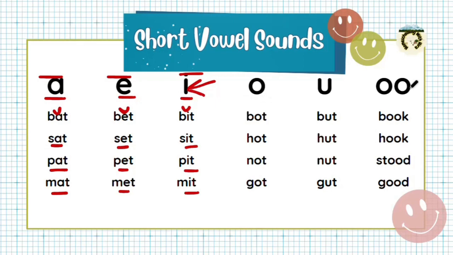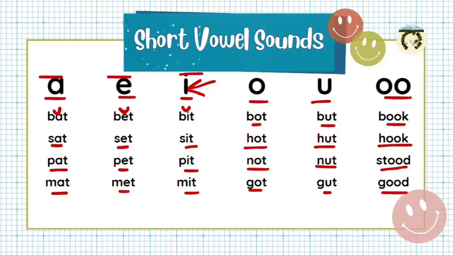Now we have these 3 short vowel sounds, but here we have the privilege that these sounds are quite different from each other, so children don't get confused. This is o, this is a, and this is u. Bought, but, book. Bought, but, book. Hot, hat, hook. Not, nut, stood. Got, gut, good. I hope that you have got the pronunciation of these short vowel sounds now.